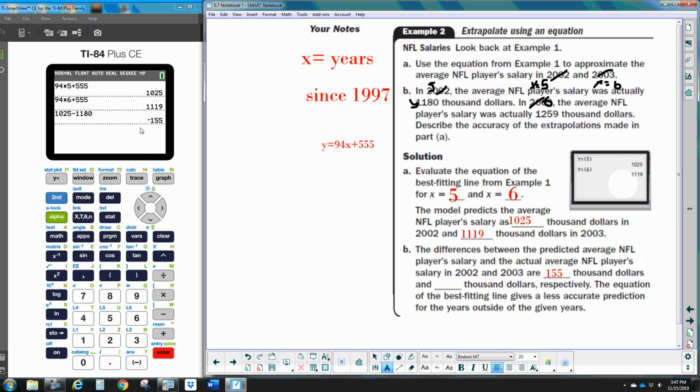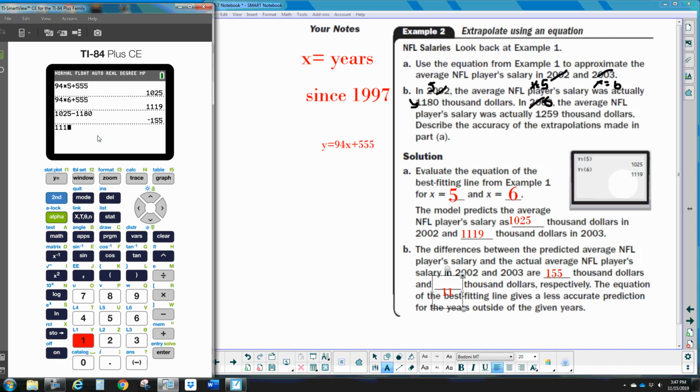And then in 2003, which was 6 years after 1997, we predicted 1,119, but they actually had 1,259. So I'm going to do the same thing. I'm going to take 1,119 minus 1,259. Okay, and I get a $140,000 difference.